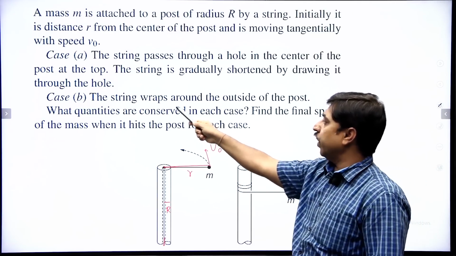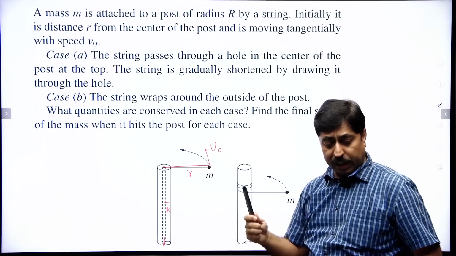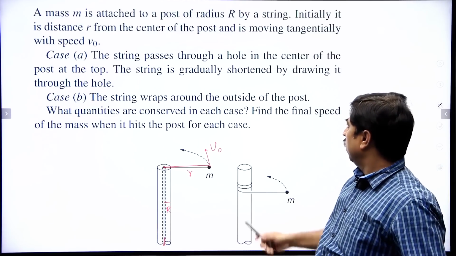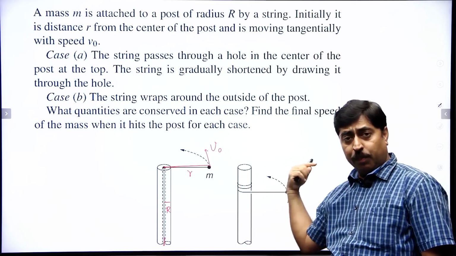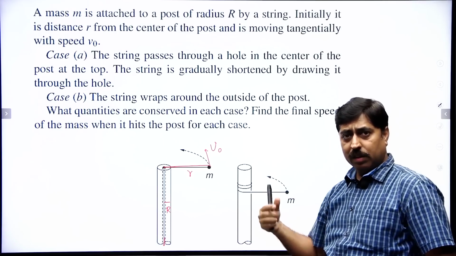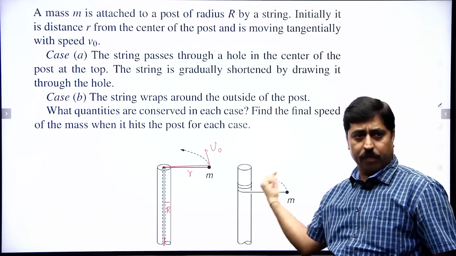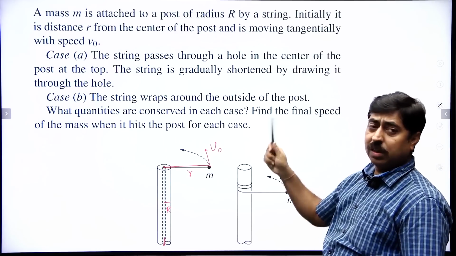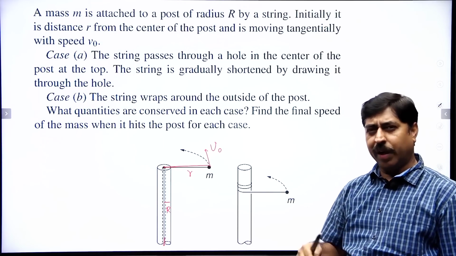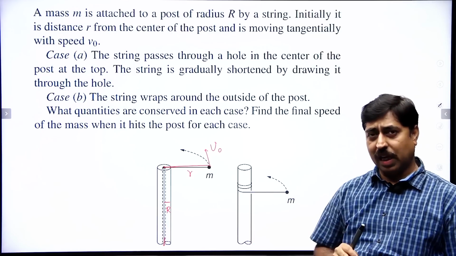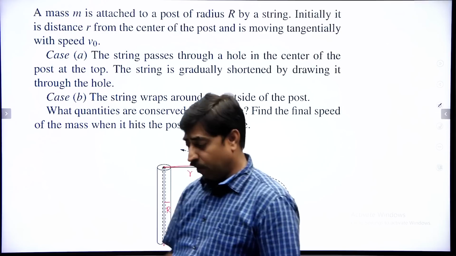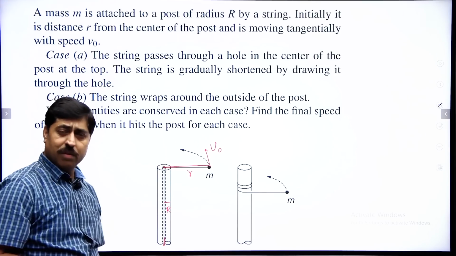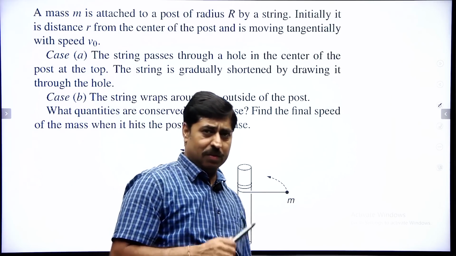Now the second situation is that the string wraps around the outside of the post. In this second situation, the string has been wrapped around a solid cylinder like this. So when the particle moves in a circular path, the string just wraps around this post. It just winds around the post. Now the question says, what quantities are conserved in each case? Quantities means momentum, angular momentum and energy. Basically the question is asking you whether the momentum of the particle remains conserved, whether the angular momentum of the particle about, let us say, this point remains conserved, or whether the kinetic energy of the particle remains conserved.